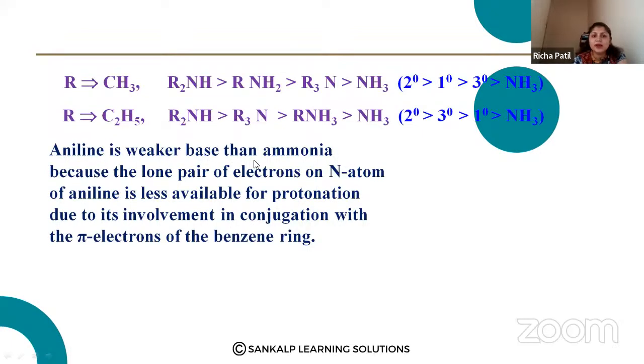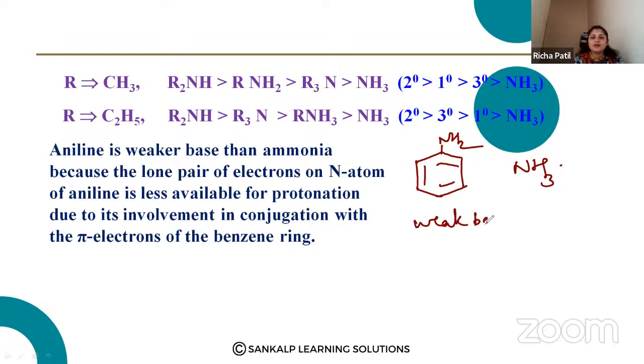Aniline is a weaker base than ammonia because the lone pair of electrons on the nitrogen atom of aniline is less available for protonation, due to its involvement in the conjugated ring system. So when you're talking about aniline and ammonia, aniline is a weak base. Why is it a weak base?